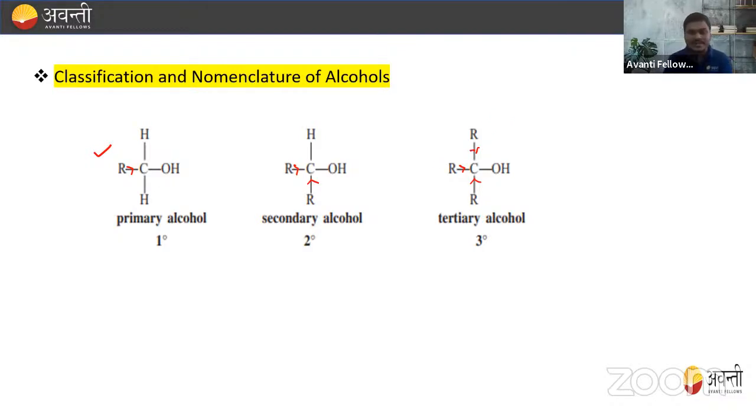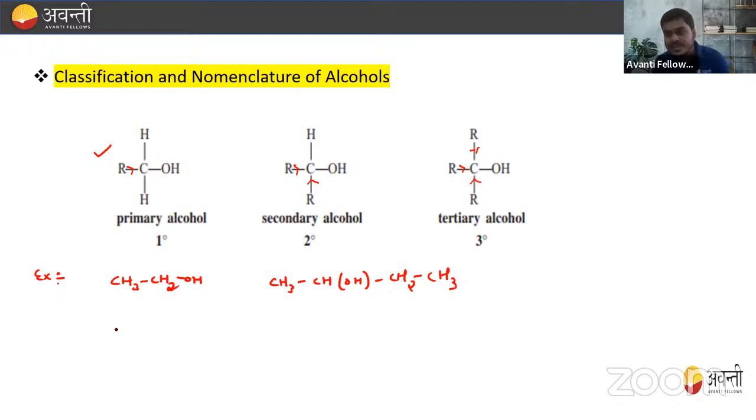So I hope this is clear, is it clear to everyone? For example, if someone asks you, can you classify this? That is CH3, CH2, and this is OH. And in this we have a CH3, we have a CH, we have OH, again CH2 and CH3. So what is this?